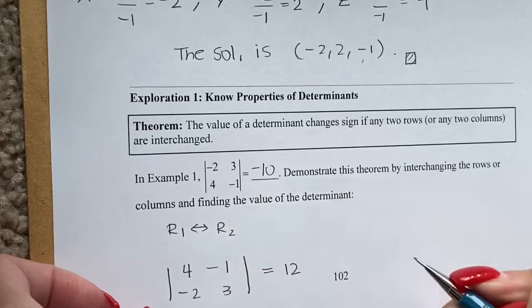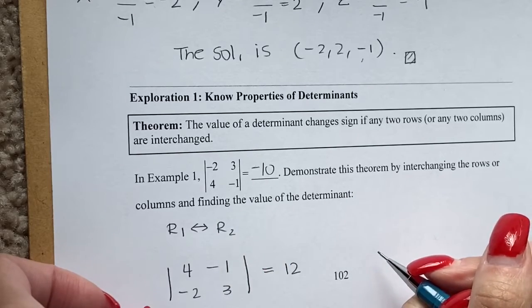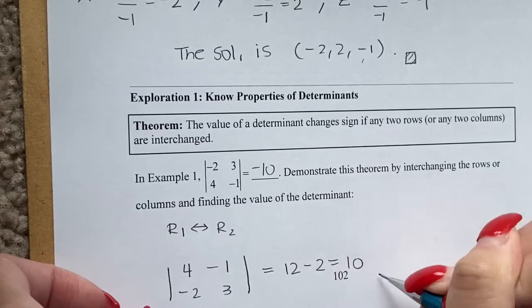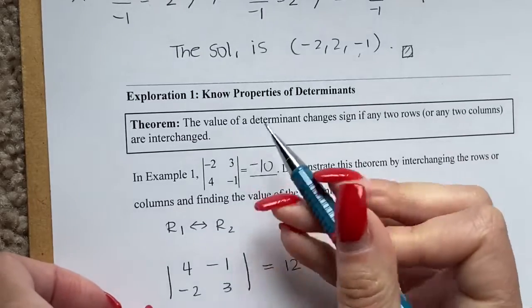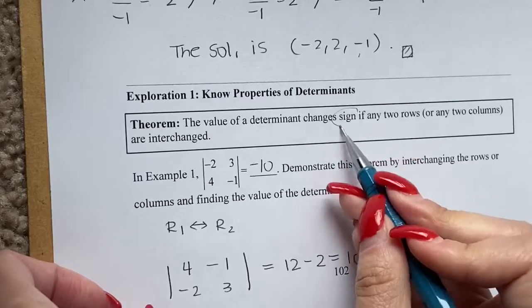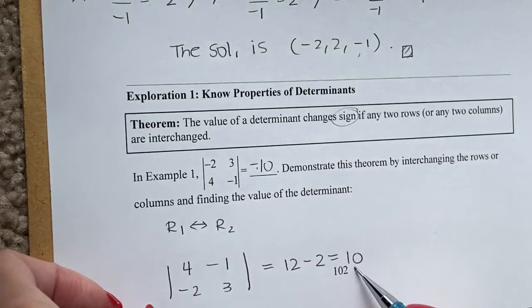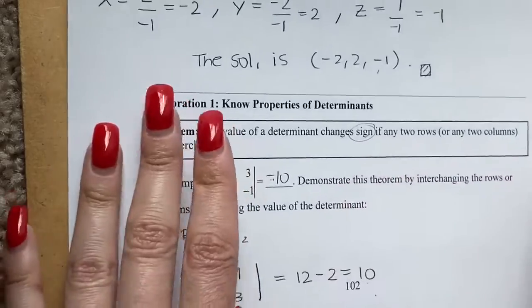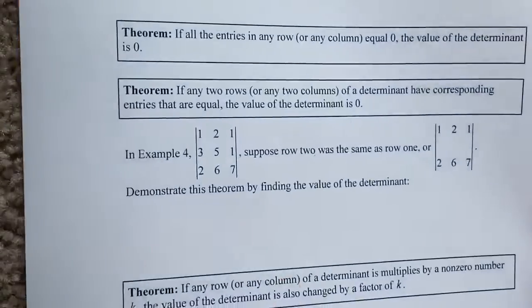And what's going to be that one? -2, which is going to be +10, okay? So basically the value of the determinant changes sign. It's completely true because you know that this one was -10 and this one is +10. Okay, so you have that.